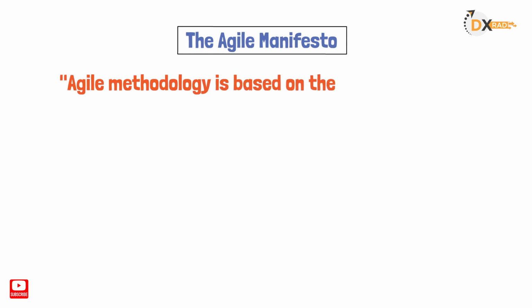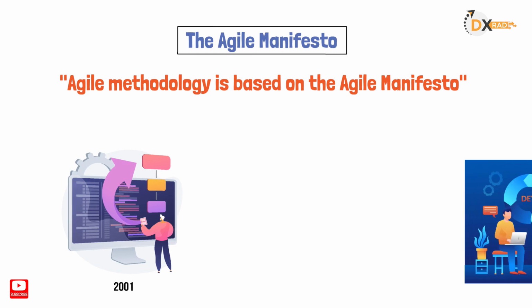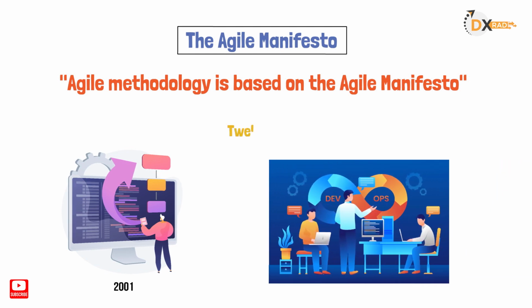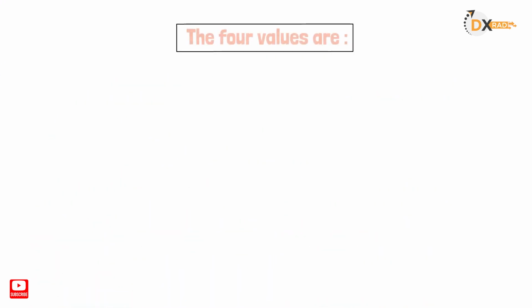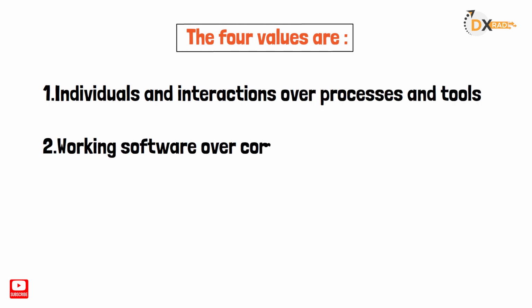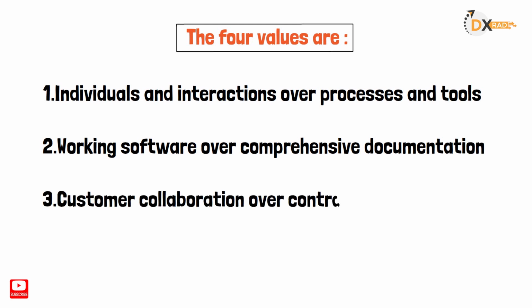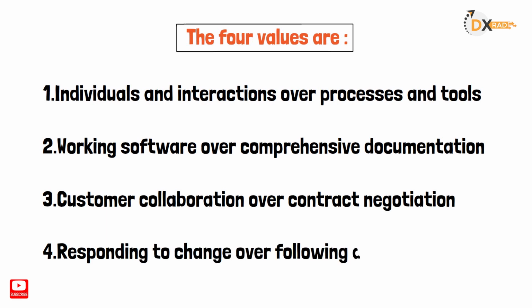The Agile Manifesto. Agile methodology is based on the Agile Manifesto, a document created by a group of software developers in 2001. The manifesto outlines 4 key values and 12 principles that guide Agile development. The 4 values are: 1. Individuals and interactions over processes and tools. 2. Working software over comprehensive documentation. 3. Customer collaboration over contract negotiation. 4. Responding to change over following a plan.